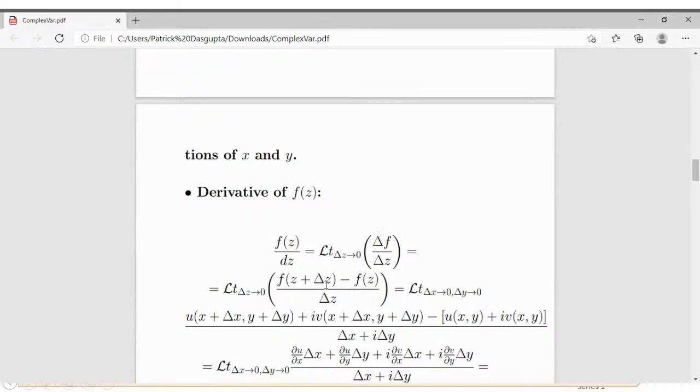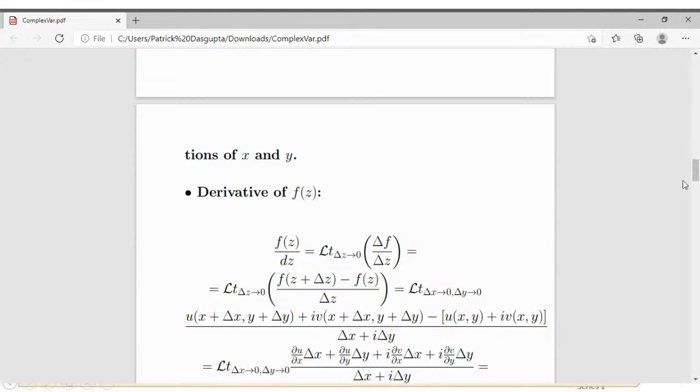So the derivative of f(z), which is df(z) divided by dz, is defined to be: take f of z plus delta z. From that you subtract f of z and then divide by delta z. So delta f is by definition f of z plus delta z minus f of z, and divide by delta z. df by dz by definition is limit delta z tends to 0.